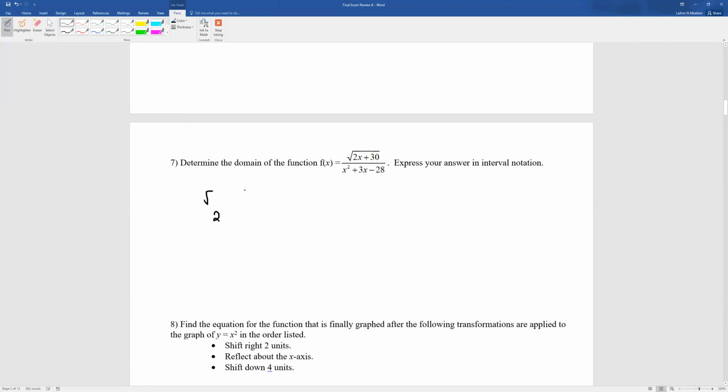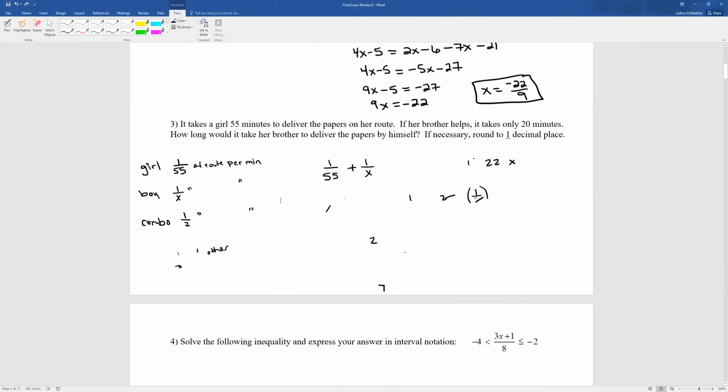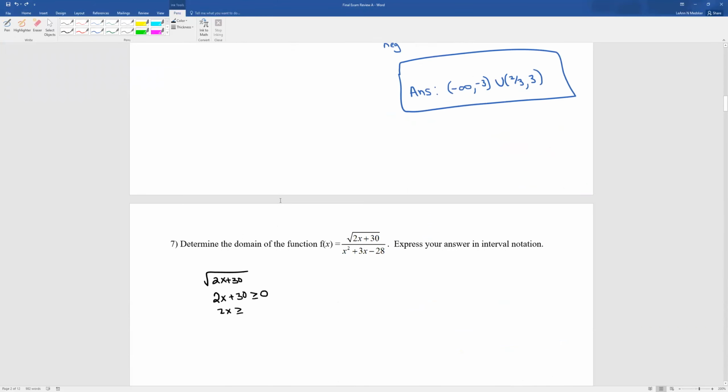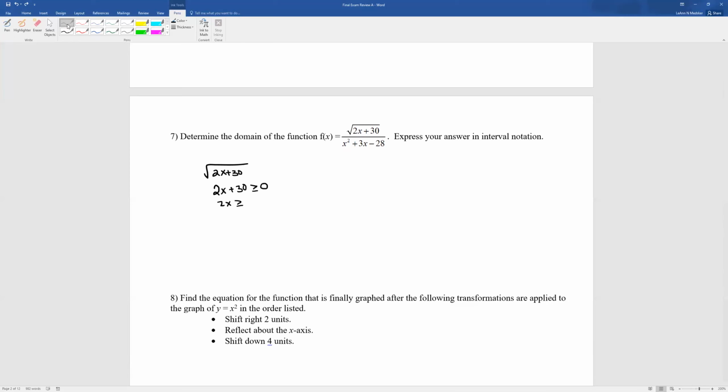Notice that because this is a square root, to keep it a real number, we have to make sure 2x plus 30 stays greater than or equal to 0. We want to know what's the threshold for that. What's the smallest x can get? So if we subtract 30 over, that would be 2x is greater than or equal to negative 30. And then we divide both sides by 2, so x is greater than or equal to negative 15.